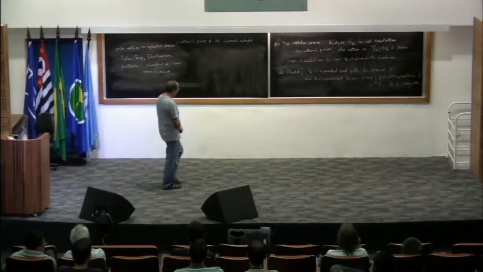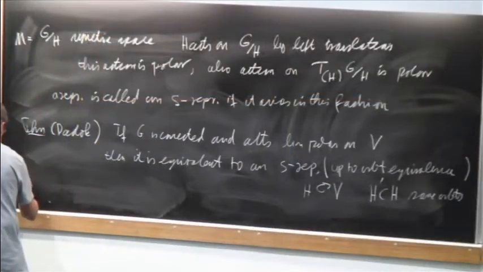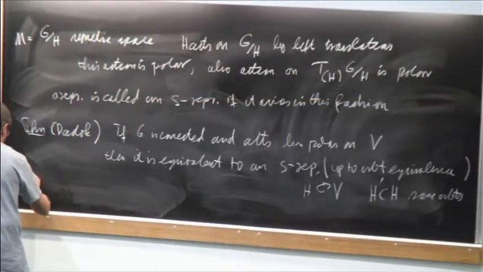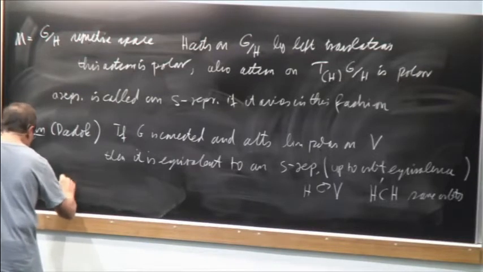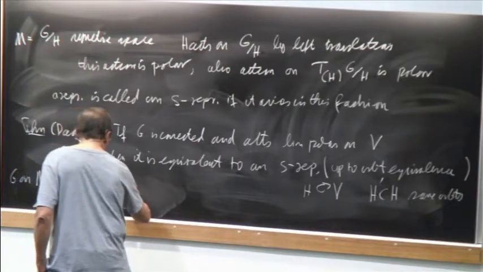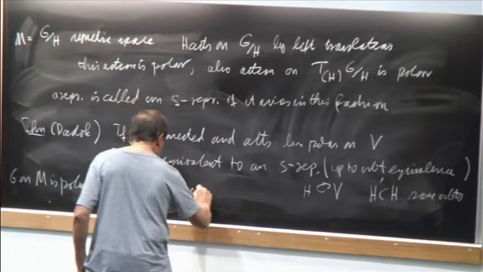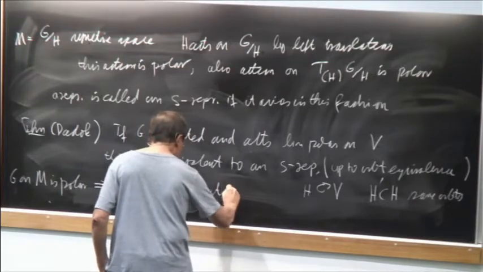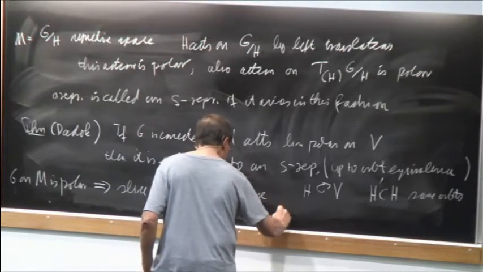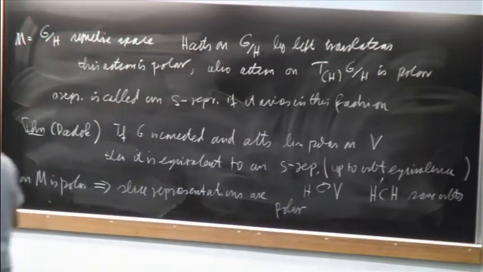Maybe right here I should write down one more easy consequence of being polar. So if the action of D on M is polar, this implies that what are called the slice representations are polar.